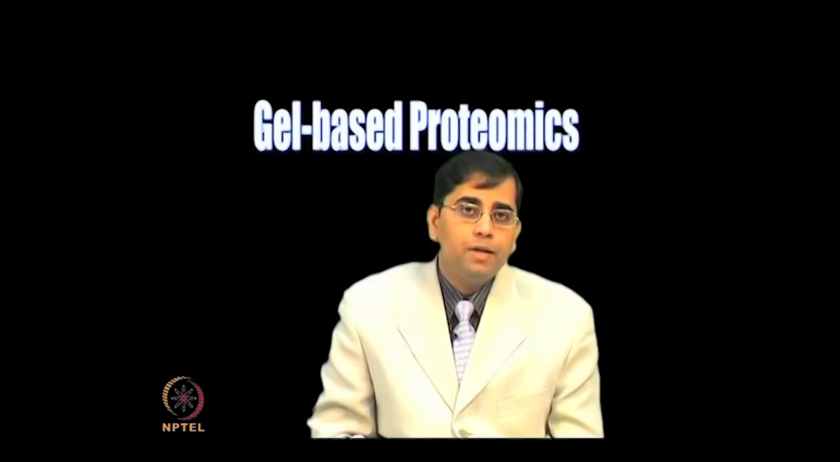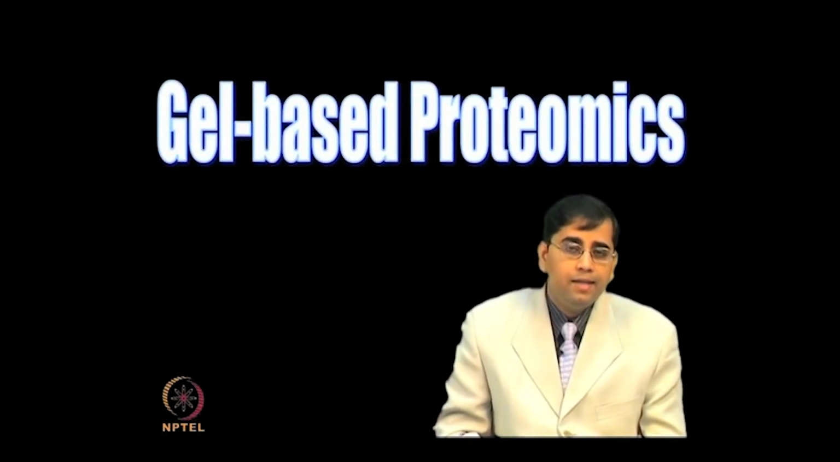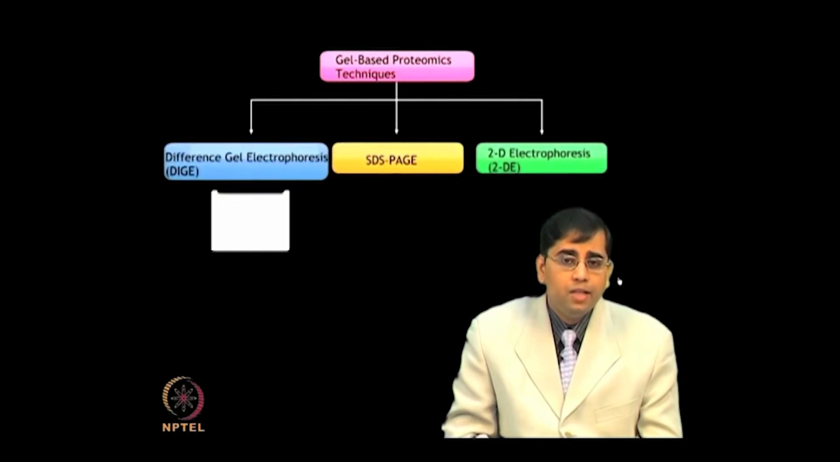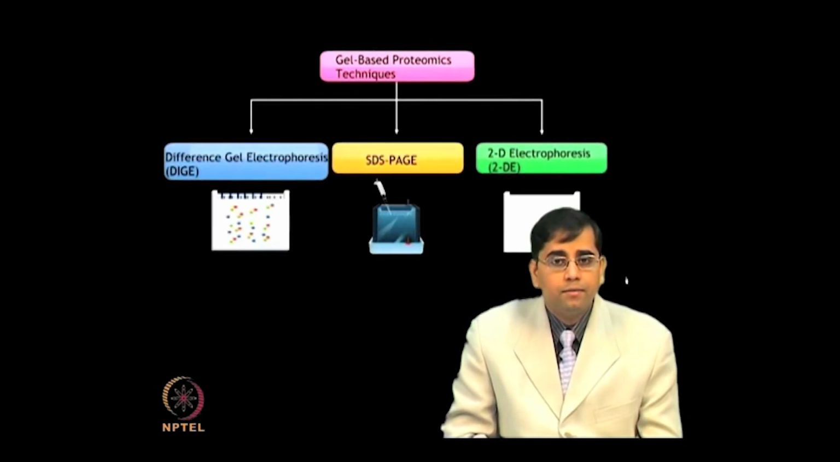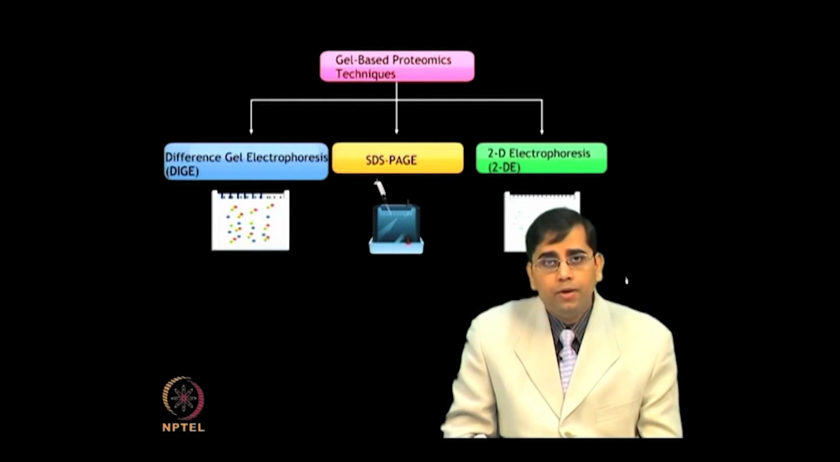In gel based proteomics, proteins are commonly analyzed using SDS PAGE and two-dimensional gel electrophoresis. Separation in SDS PAGE occurs almost exclusively on the basis of molecular weight, whereas in 2DE the first dimension separation is based on isoelectric point and second dimension separation based on molecular weight.